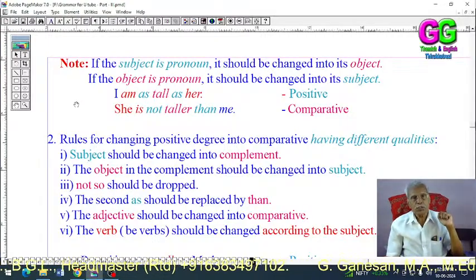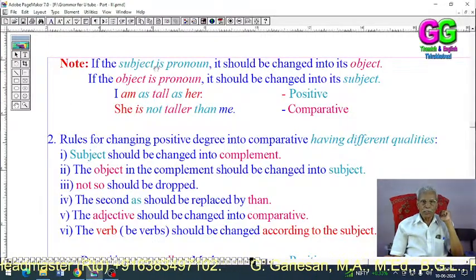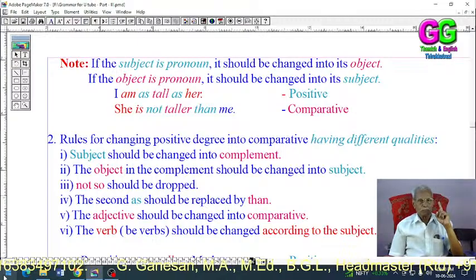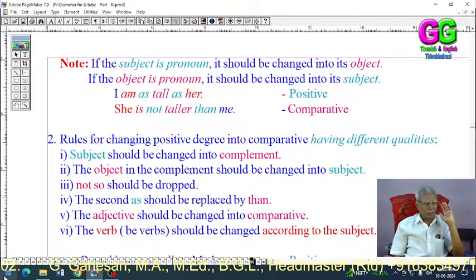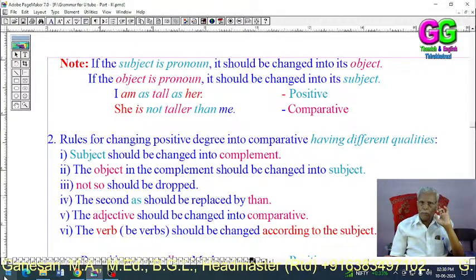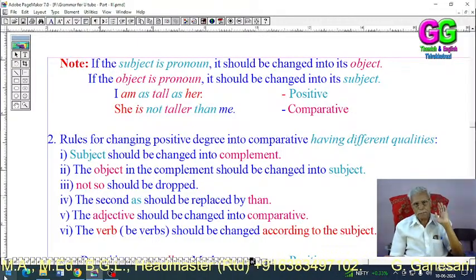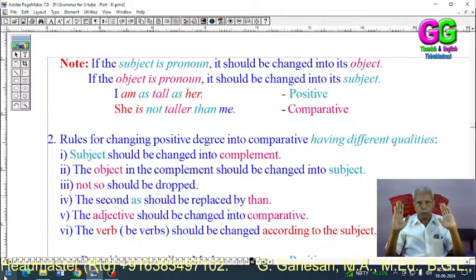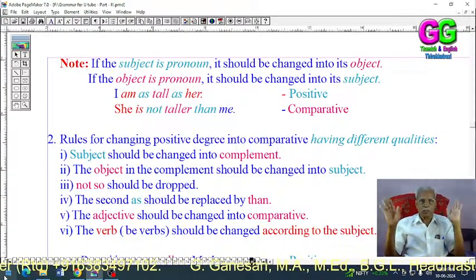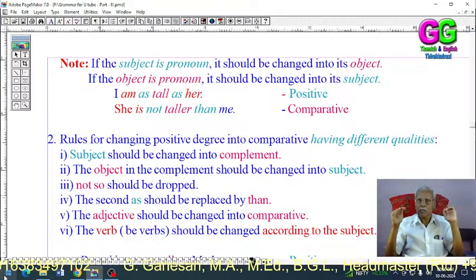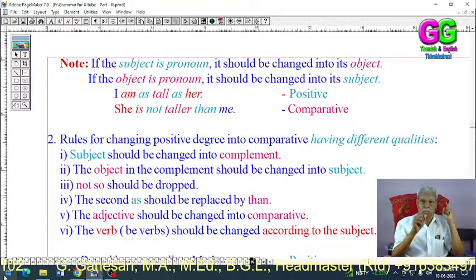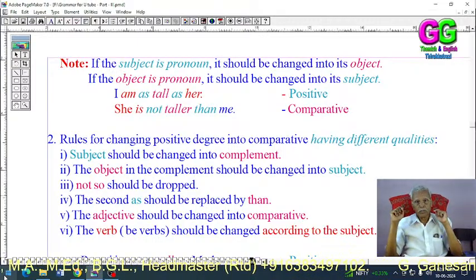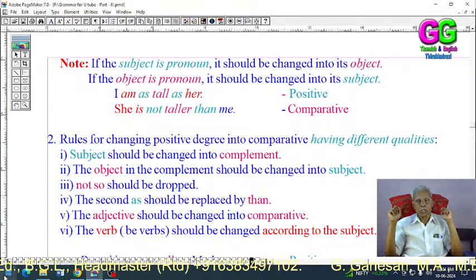Here I have given a note, my dear students: if the subject is a pronoun, it should be changed into its object. When a proper noun is used as the subject or object, there is no necessity of changing it. Proper nouns can be kept as they are. But if a pronoun is used as subject and object, what are the rules to change them?